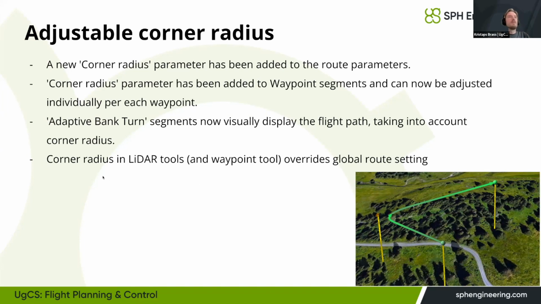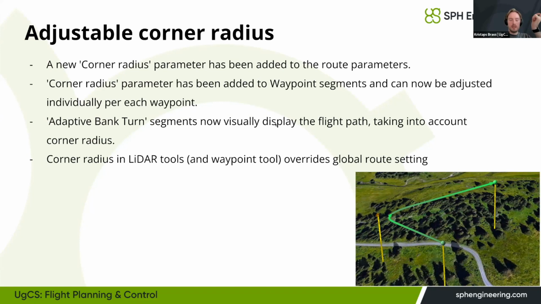So then, yeah, another thing I wanted to mention here is that the corner radius in the LiDAR tools actually does override the global route setting. So for example, if in the global route setting for the corner radius you have, let's say, 20 meters, which is the default corner radius, but in the LiDAR tools you, for instance, set it to, let's say, 6 meters, which is the default for the LiDAR tools, this means that 6 meters will be used as the corner radius for the LiDAR tools. But if you have some other segments, then the global route parameter will be used, unless it's waypoints where it is individual. So, that's in general how it works.